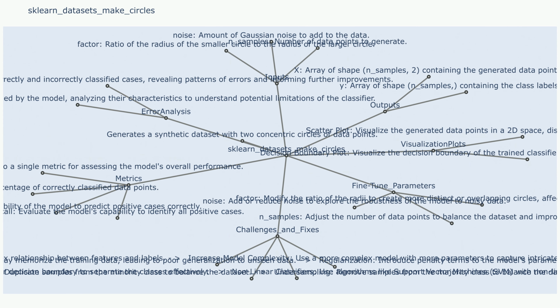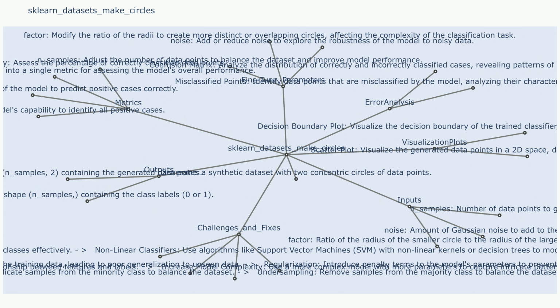Fine-tune parameters. N samples: increasing the number of samples can make the dataset more representative and improve the model's generalization ability. However, it can also increase computation time. Factor adjusting: the factor parameter can change the difficulty of the classification task. A smaller factor value results in tighter circles, making the classification task more challenging. Noise: this parameter controls the amount of random noise added to the data points. Increasing the noise can make the classification task more difficult.